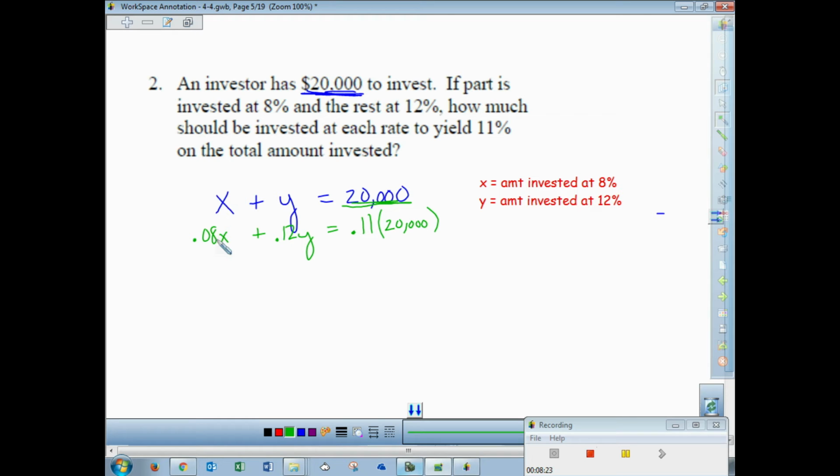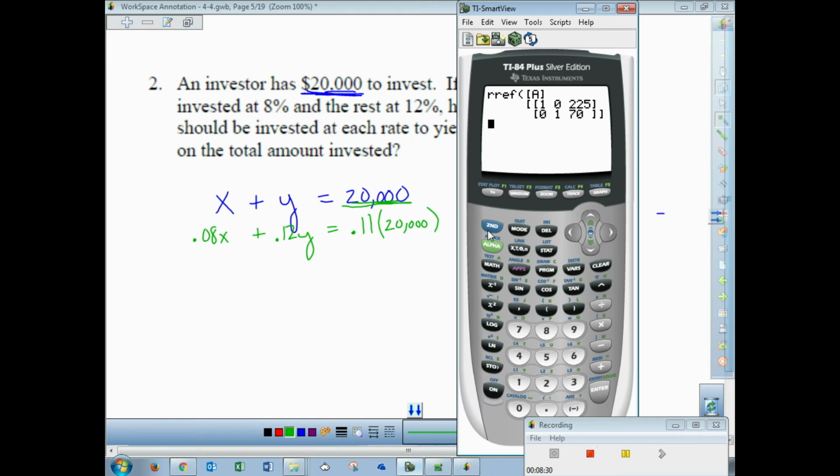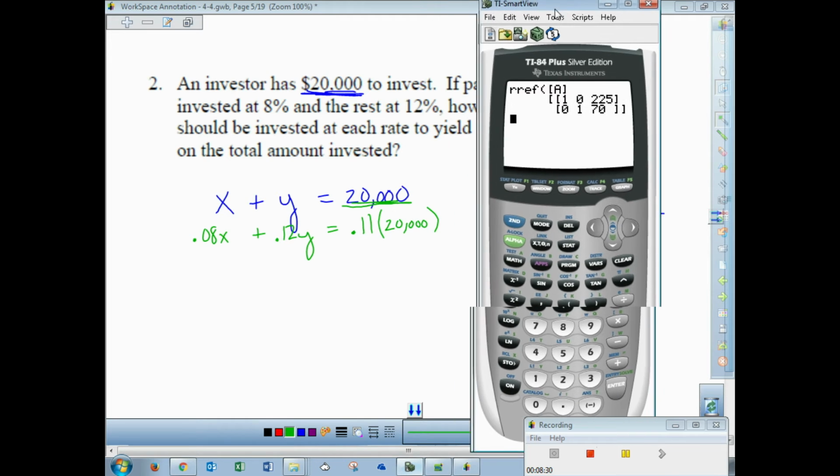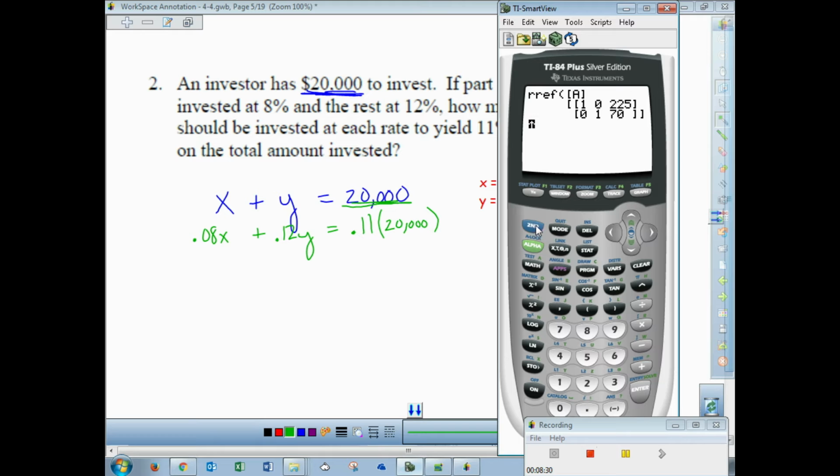With all these crazy decimals, I just think it's nasty solving this by hand, by like elimination. So let's go to our calculator and use the matrix again. Let's go to second matrix. And I want to edit a matrix. The size of it is 2 by 3 still, so I'm on choice A. And I just got to hit enter a couple times to get down in there. So I want 1, 1, 20,000, enter, and then 0.08, enter, 0.12, enter.